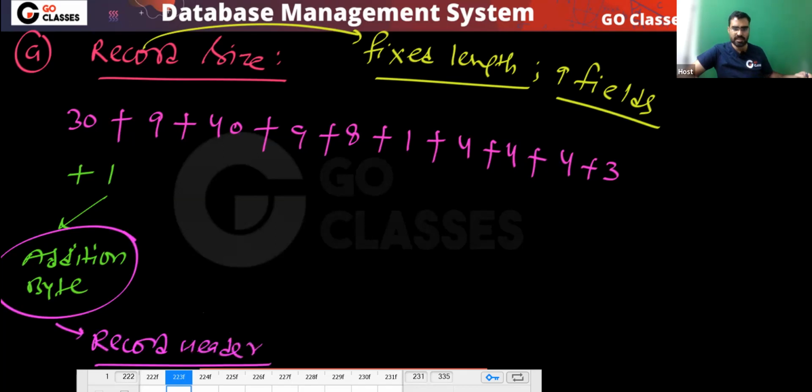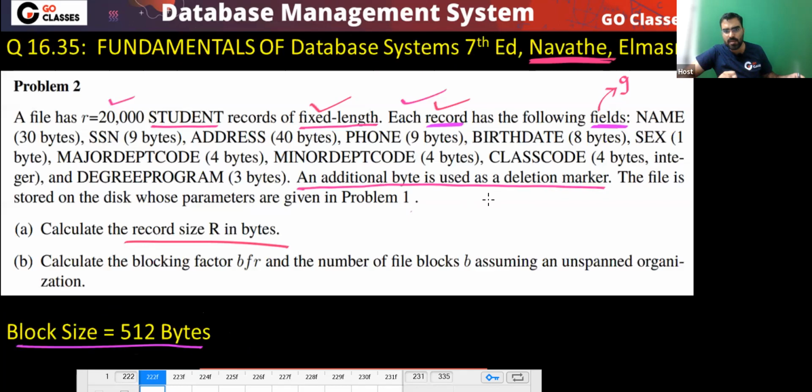So every record has this additional byte. That is, an additional byte is used for the deletion marker. The file is stored with the parameter. Actually, this is the parameter that we need to know, that is, the block size. The block size is already given to you, that is 512 bytes from the previous question.